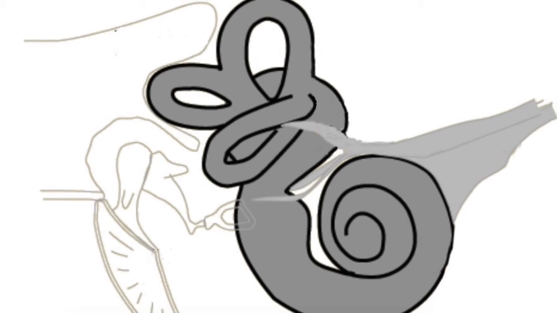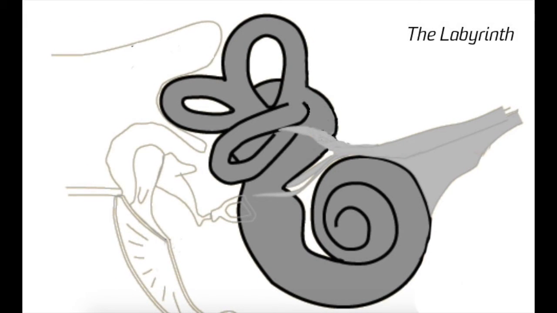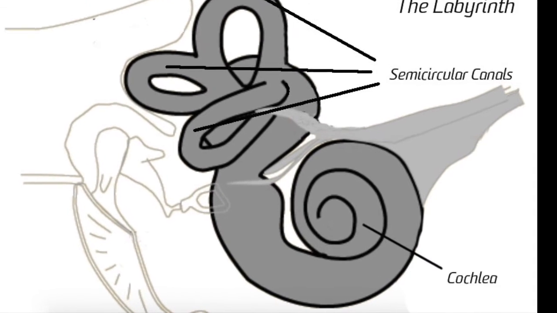Now we're up to the inner ear. Let's start by asking, what is the inner ear? It's called the labyrinth, and there are two parts. One, the cochlea, the snail shell-like structure, and two, the semicircular canals, three loopy-looking structures. The magic of hearing, that is the conversion of physical vibrations into electrical signals, occurs in the cochlea.